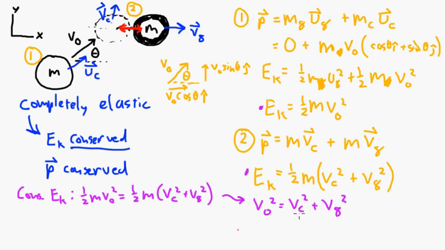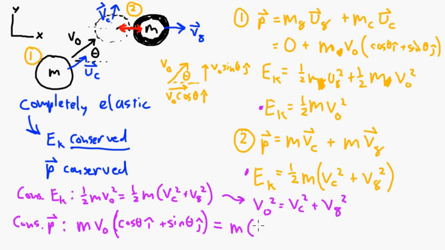Okay, second equation. Our second equation we get from conservation of momentum. What that tells us is that m times v naught times cosine theta i hat plus sine theta j hat, that is our initial momentum, is going to equal final momentum, which is going to equal mass times, I'm just going to stack these together, Vc plus V8.